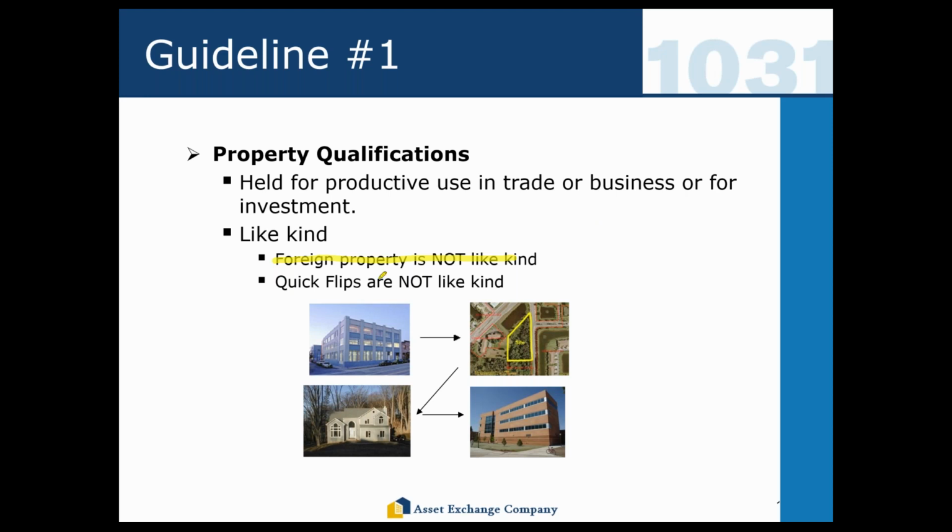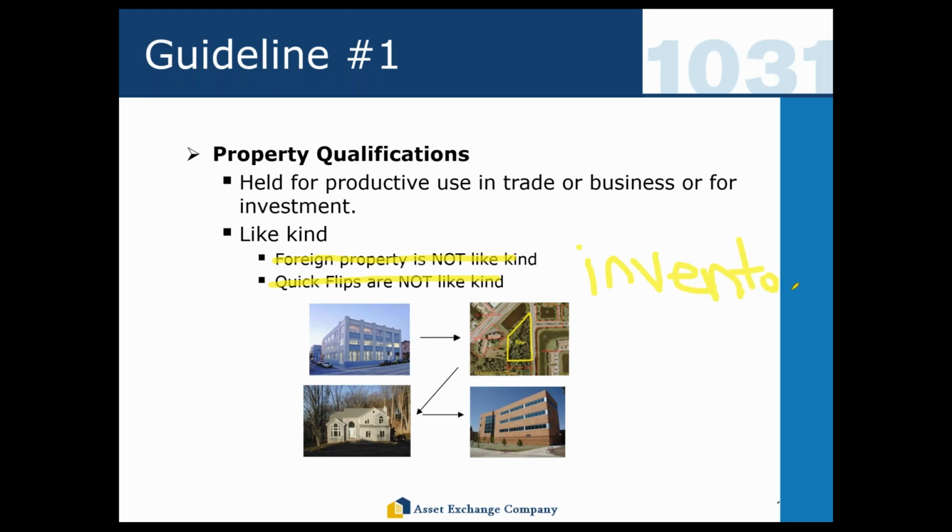And the second thing that does not qualify is known as a quick flip. So if you sell your investment property and then you decide to purchase a replacement property, flip that property, make improvements to it, and sell it immediately afterwards, that will not qualify for 1031 either. We have clients ask about this all the time. And the reason is that quick flips constitute inventory. They don't constitute investment.